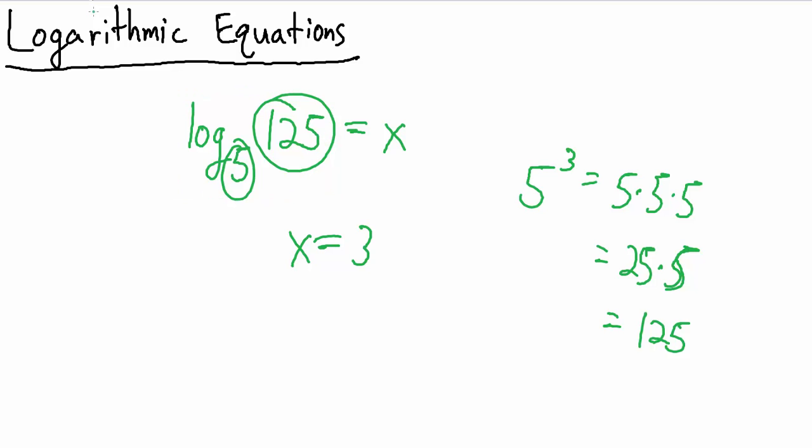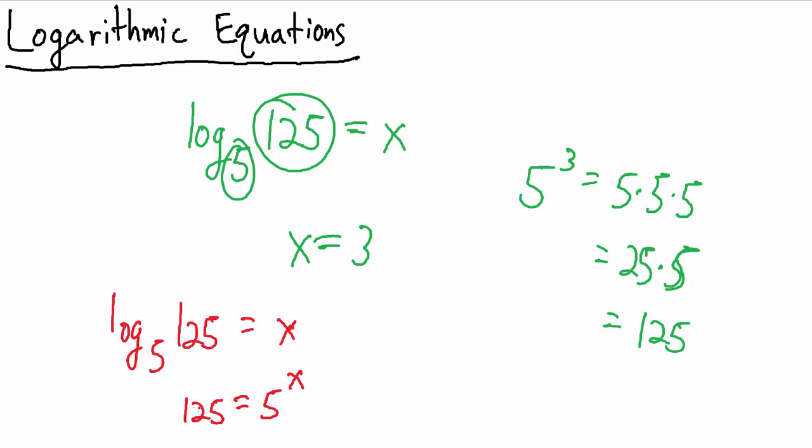And if you are so inclined, you could have written this logarithmic equation in its equivalent exponential form. So if we started with the base 5 log of 125 equals x, if you really wanted to, you can convert this to its equivalent exponential form, which is 125 equals 5 to the x. And if that helps you, by all means, go ahead and do that.